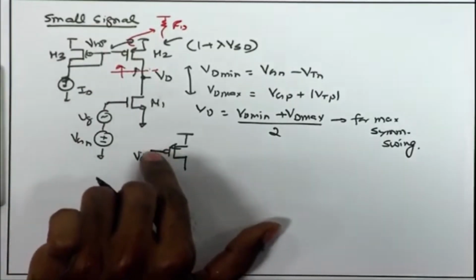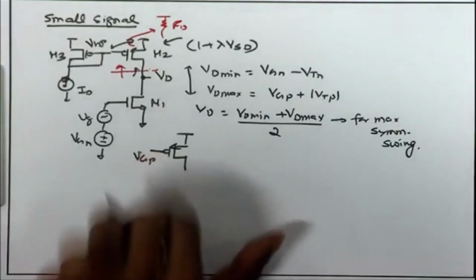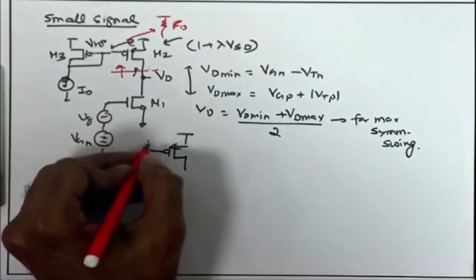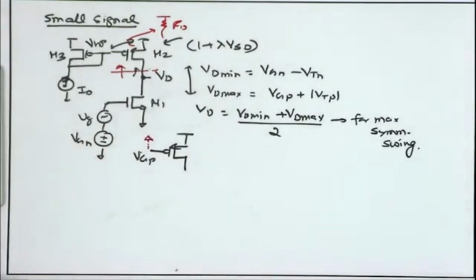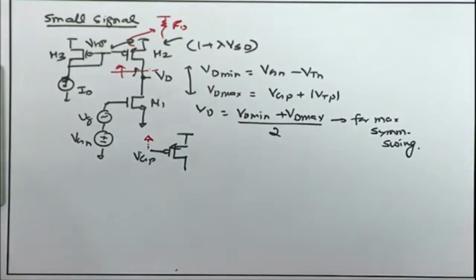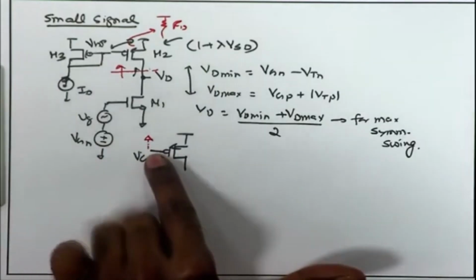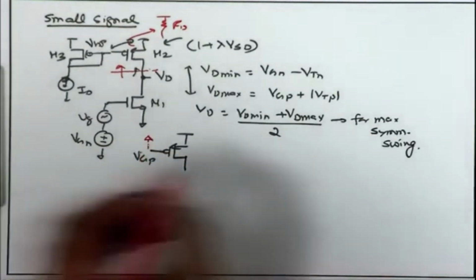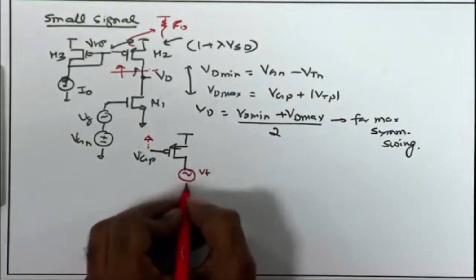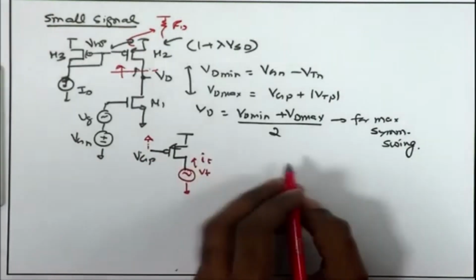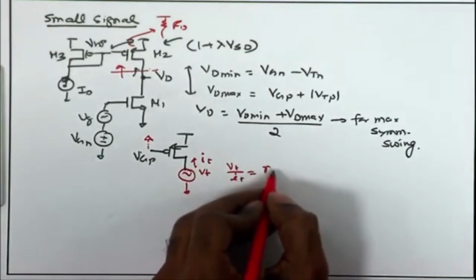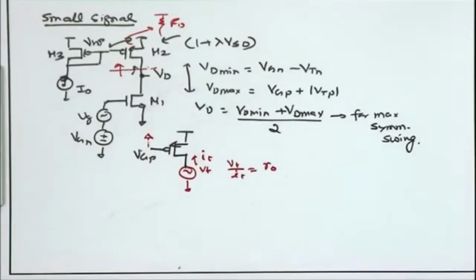So, this VGP is at a constant DC voltage, there is no signal over here, and therefore, in terms of AC, I can put it at AC ground. And therefore, if you are having the gate of a MOSFET at constant voltage and looking into the drain, you are trying to inject some VT and trying to find out what is the IT, we have seen it is going to be given by RO. So, VT upon IT, the small signal resistance is given by RO.